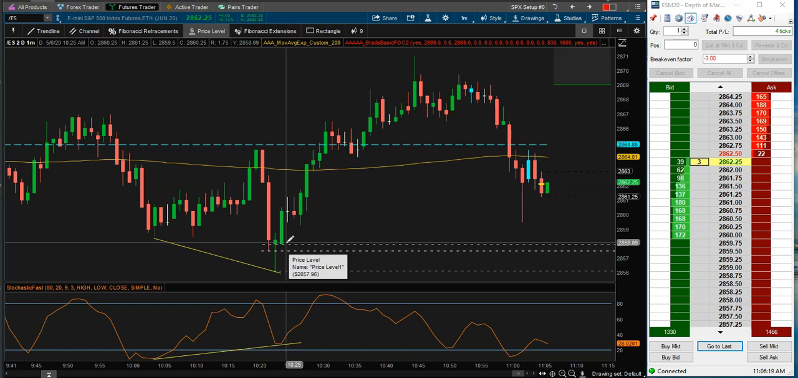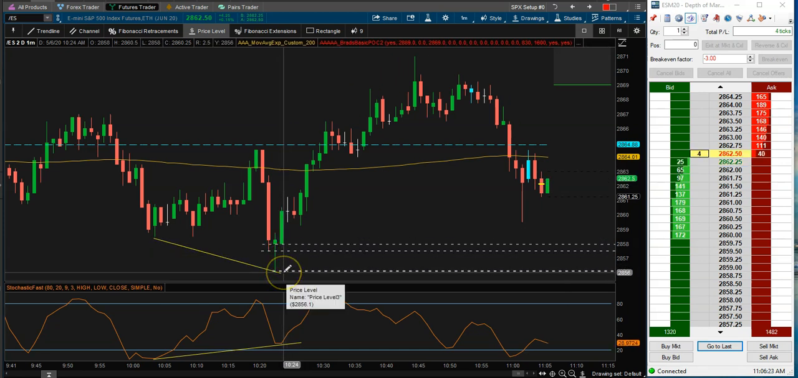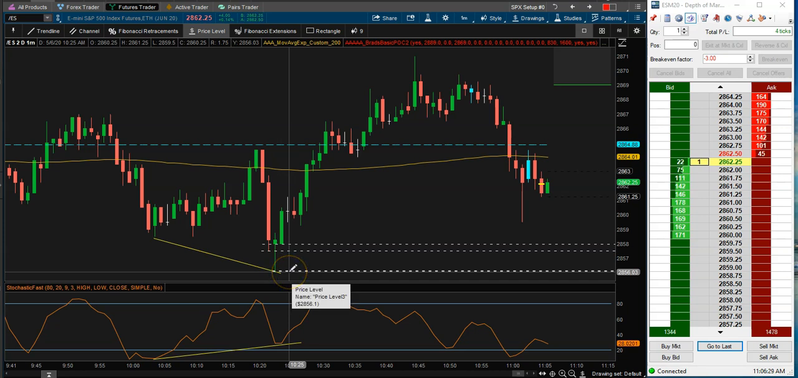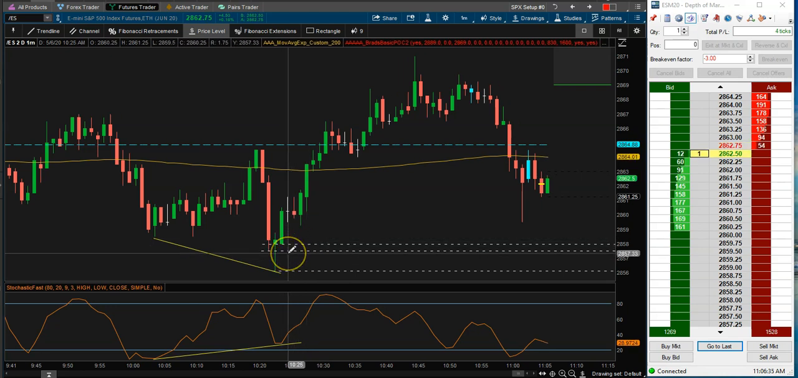So 28.58 is this low. The low of the candle is at 28.56. So my stop would go one tick below that low. So we're talking about 2.25 points worth of risk, and that's actually a little too much risk for what I normally do, meaning I want my risk to be anywhere between 1 tick and 6 ticks.